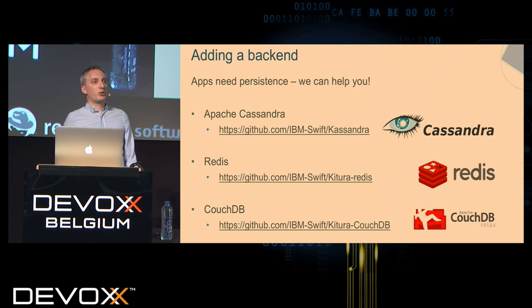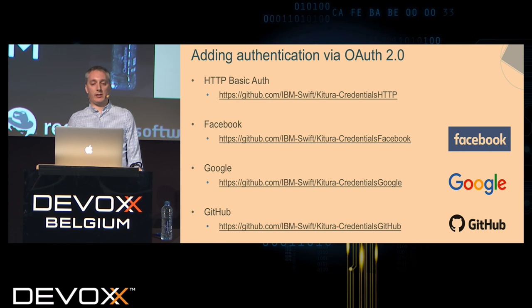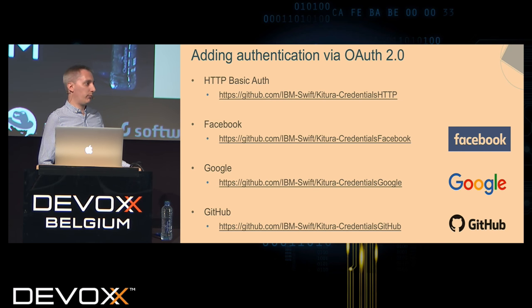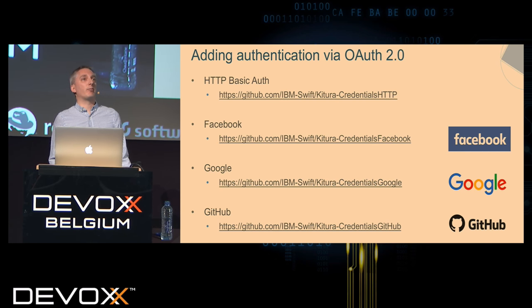You might also want to support some authentication in your app. So we have a framework in Kitura, the credentials framework. It's kind of like passport.js. And we've got built-in plugins for Facebook, Google, or GitHub, so you could allow your app's users to log in using their credentials from any of those OAuth providers.